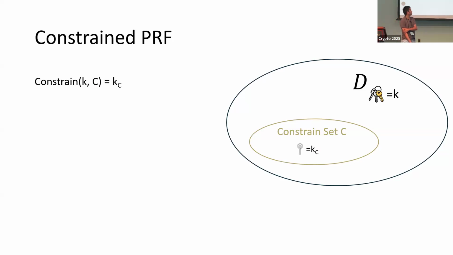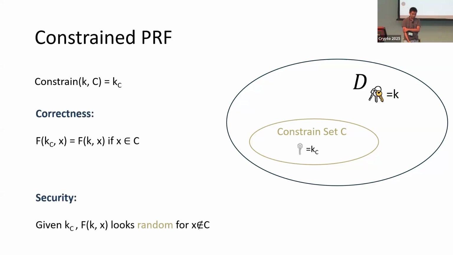So a constrained PRF is a PRF where you can take the root key k that allows you to evaluate on the whole domain D. You constrain it on a set C to get a constrained key k sub C. The correctness says that the full key and the constrained key should evaluate to the same output for all x that is in this constraint set. And the security says that F of k of x should look random for all x that is not in C, even with knowledge of k sub C.